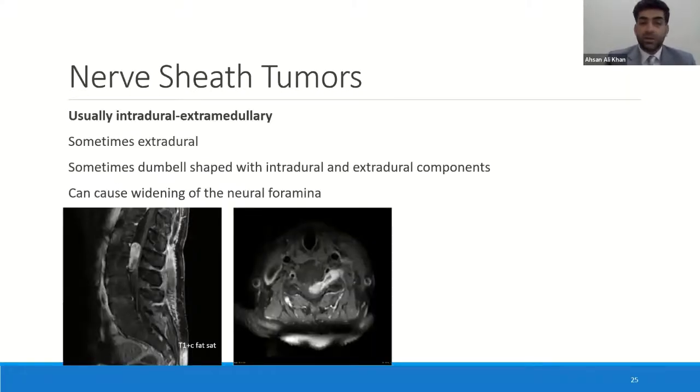So let's look at the radiological features of the nerve sheath tumors. Usually, nerve sheath tumors are intradural extramedullary. Sometimes they can be extradural as well, and sometimes they can have this dumbbell shape, as you can see in this axial scan, and they can cause widening of the neuroforamen. In the dumbbell shape, you can see there's an intradural component and an extradural component as well.